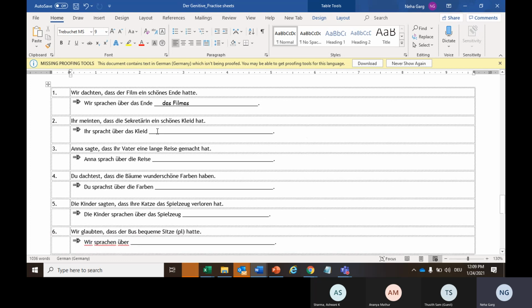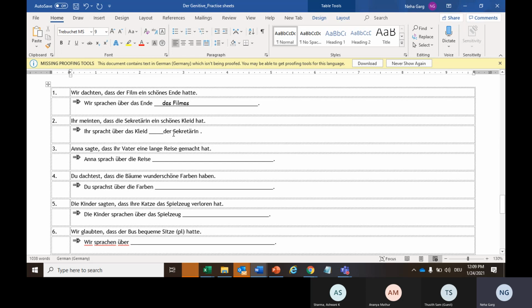Similarly, second sentence: ihr meintet, dass die Sekretärin ein schönes Kleid hat. Ihr spracht über das Kleid of the Sekretärin. So here, can somebody tell me what we would be writing here? The dress of the Sekretärin. The secretary. Yes, der Sekretärin. Also Sekretärin is feminine, that will change to der.